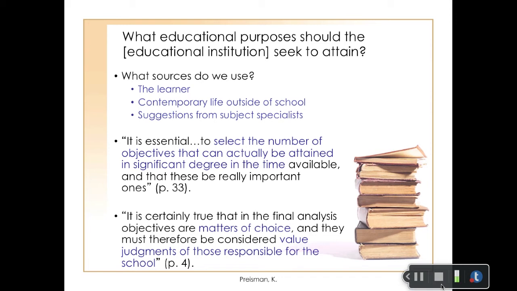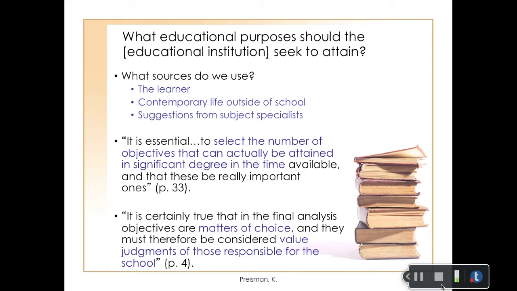It is essential to select the number of objectives that can actually be attained. So when you're thinking about the educational purposes you want to attain, what are they, how much time do you have, and what resources do you have? What can you do to make sure that your objectives or your goals are possible to attain in the amount of time and resources and money that you have?